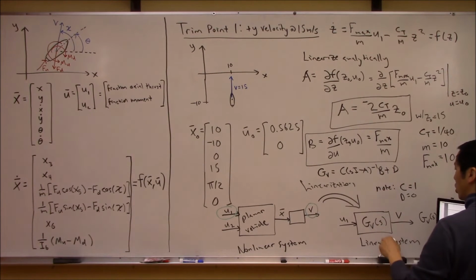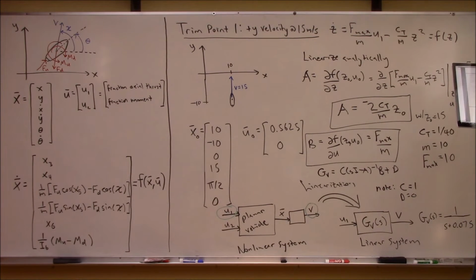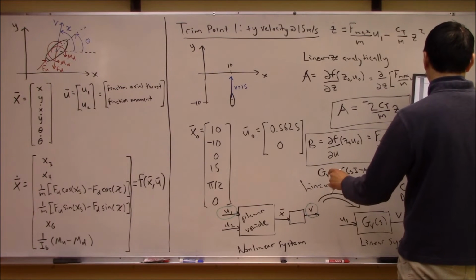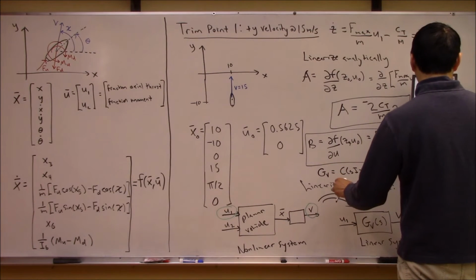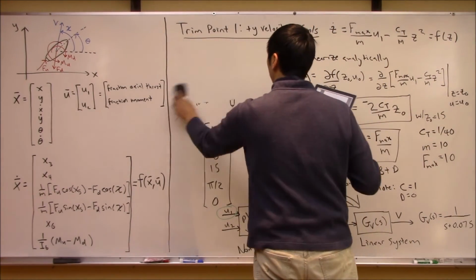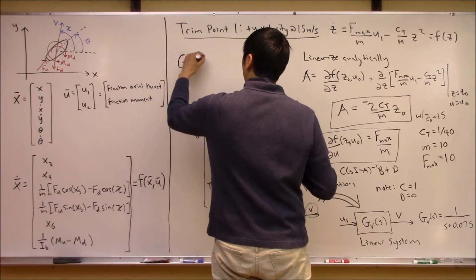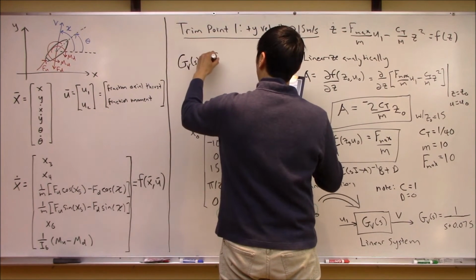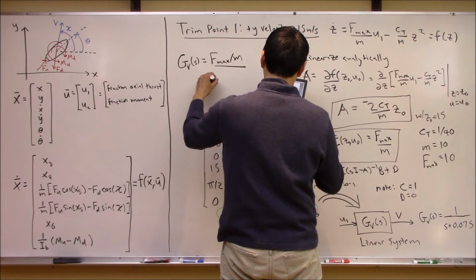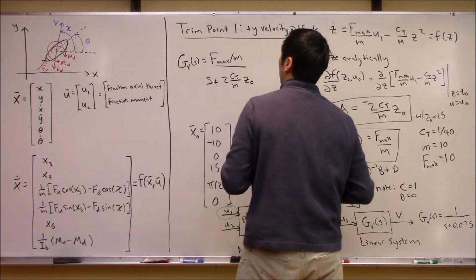Plug it into your expression, and what we'll end up with at the end of the day is, I'm running out of space here. Maybe I can erase this picture. We don't need this picture anymore. Okay, so what we end up with is GV of S is going to be F max over M, all over S plus 2 CT over M times Z naught.